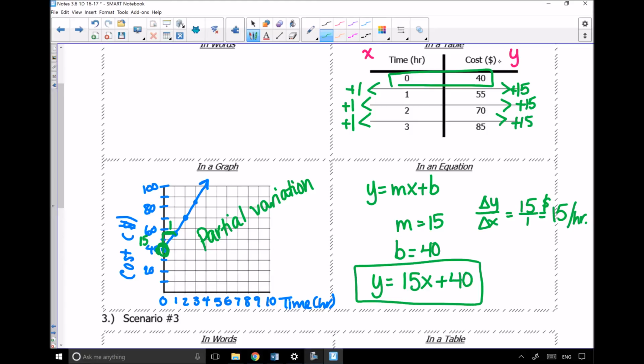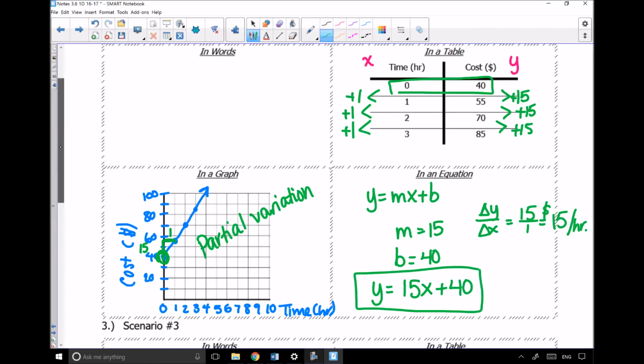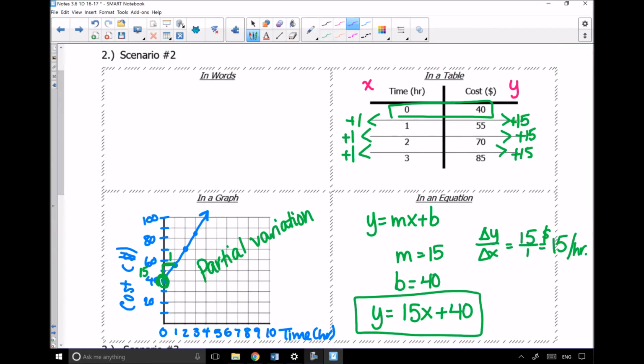So now let's see, what does y stand for? Y stands for cost. So the cost is equal to $15 for every x, and x is the time in hours. So the cost is equal to $15 per hour plus an initial $40, okay? So now in words, I can create any scenario that I want related to something with an initial cost of $40 and something that would go up $15 per hour.